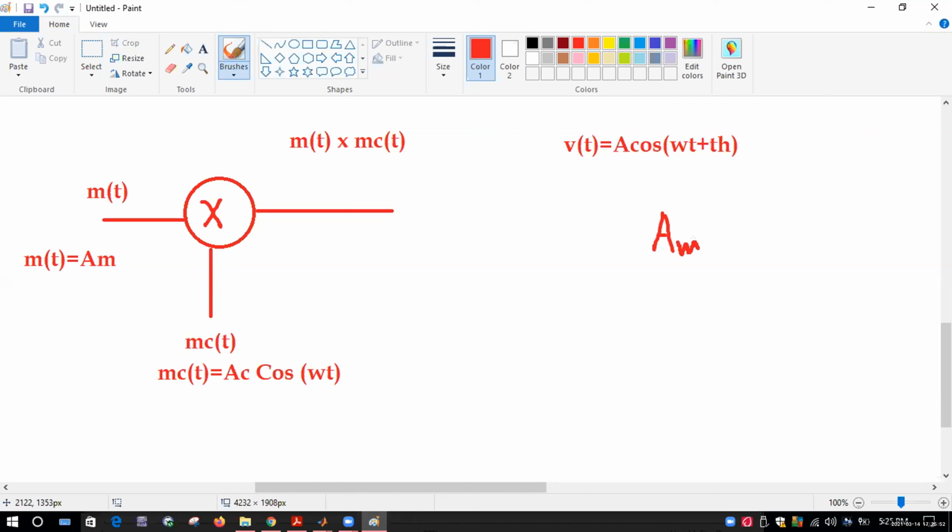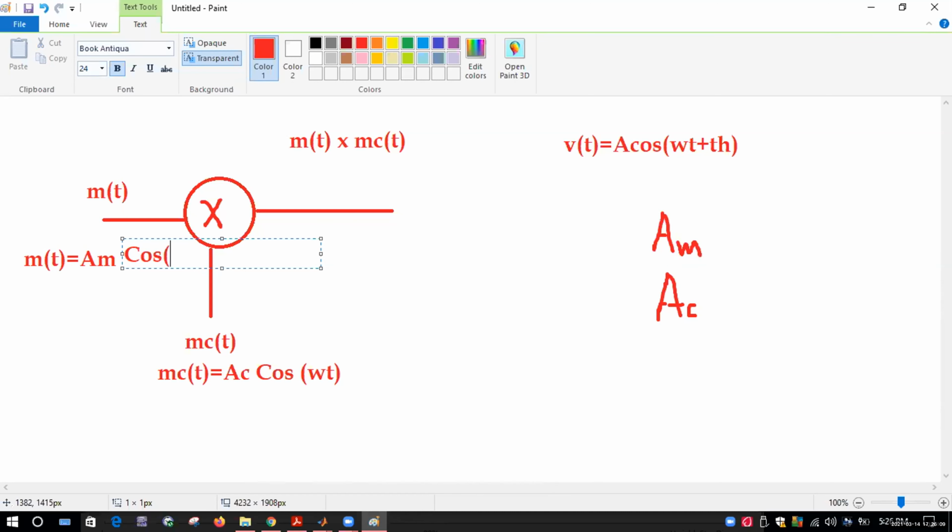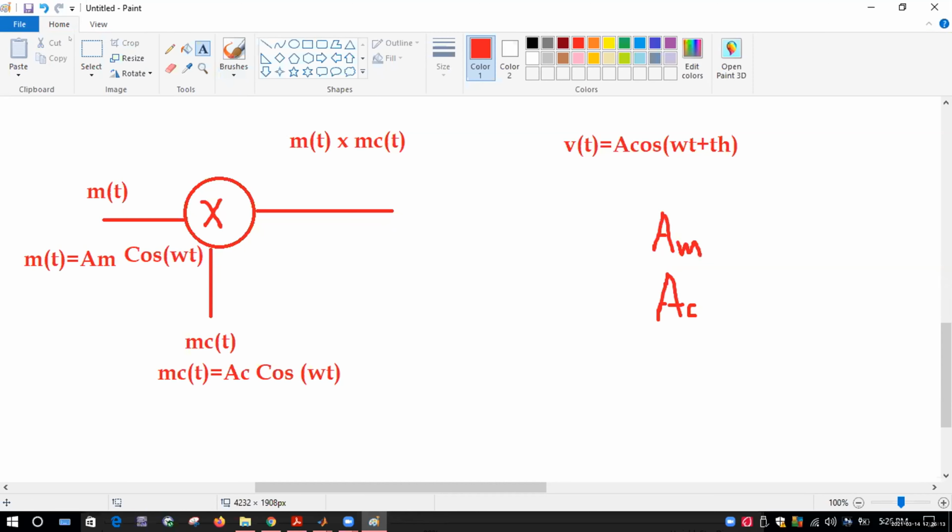AM means the amplitude of the message signal. When I say AC, this is the amplitude of the carrier. Again, cosine omega t. Do you understand what I've done here? Any questions? No, clear. So what did I do here?